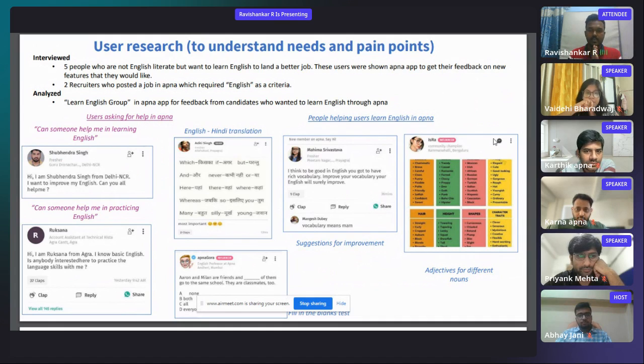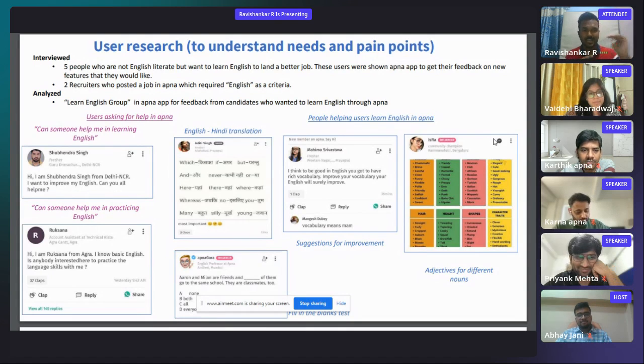Next, I actually applied for a job in Apna where English was one of the requirements. I talked to 2 recruiters. I was very upfront that I'm not looking for a job, but would they be willing to give me some feedback? And they were very open about it. I'll be listing down this feedback in the next slide. So I'll go to the next one.